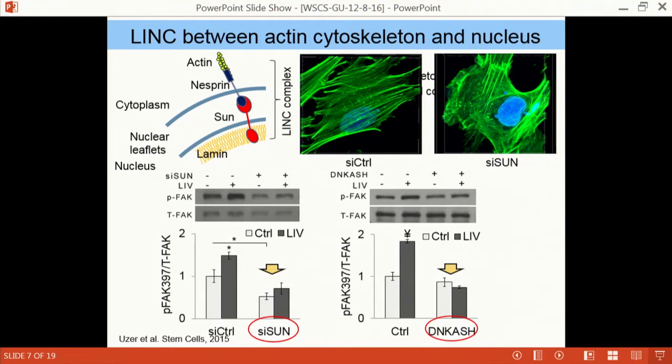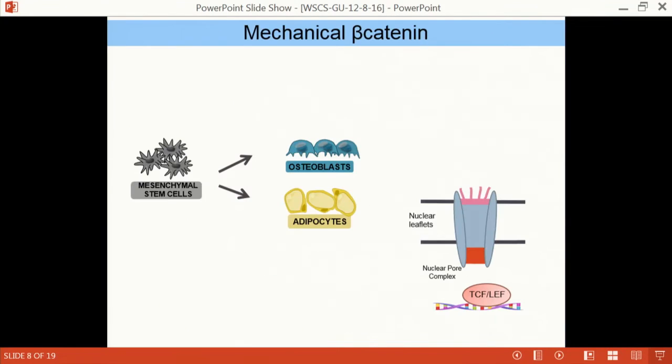In both of these cases, we found that the LINC signals require a LINC nucleus to respond to these mechanical challenges. So I would like to switch gears a little bit now and talk about how these mechanical signaling events affect the cellular signaling to change the cell fate in mesenchymal stem cells.